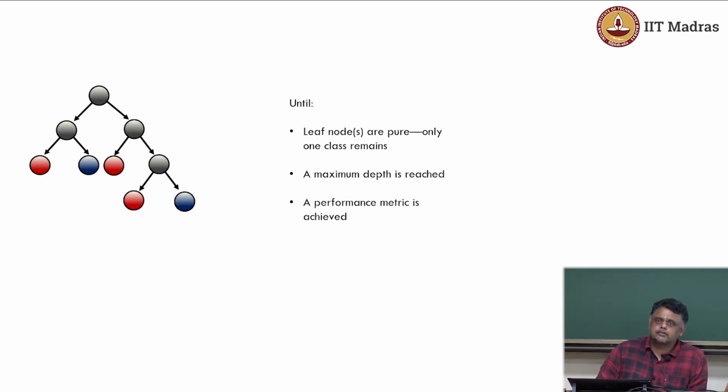Another stopping criterion is when a maximum depth is reached. To prevent overfitting, you won't keep doing this indefinitely, but you will only do it, let's say, 3 or 4 or 5 levels, depending on how many data points you have. Or you have some performance metric, and if that is achieved, then you will stop.